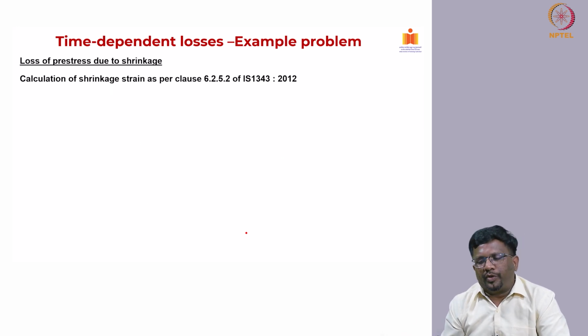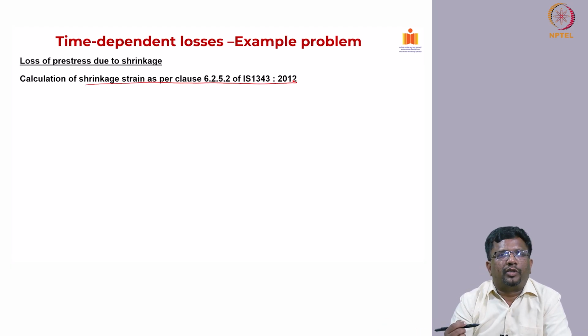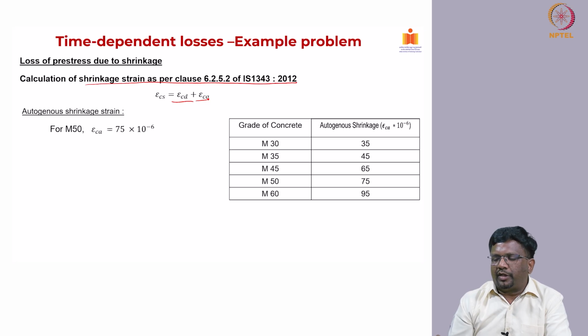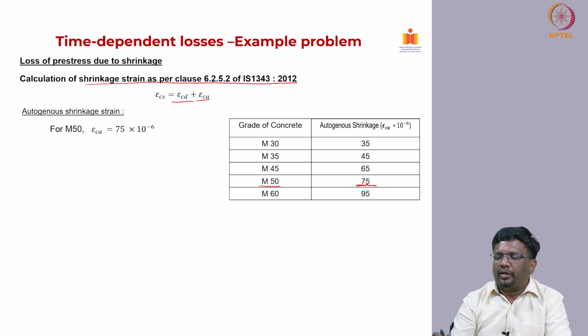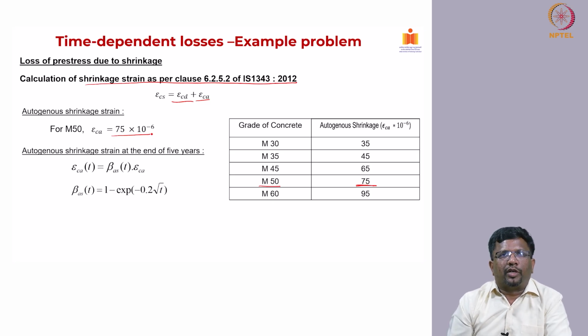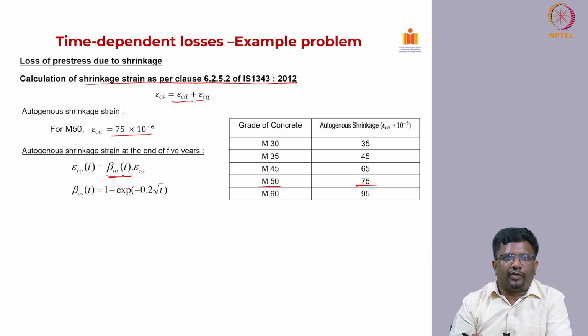Now, let us see how we do the calculation for loss of pre-stress due to shrinkage. Shrinkage strain calculations, as we have explained, are given in 6.252 of IS 1343, and we have two strains, epsilon CD and epsilon CA, where epsilon CA is an autogenous shrinkage strain. For M50, we know the maximum value, and again we take that as 75 microstrain, and we need to apply some reduction factor, because we are not doing the calculation at 70 years, we are doing the calculation at 5 years.